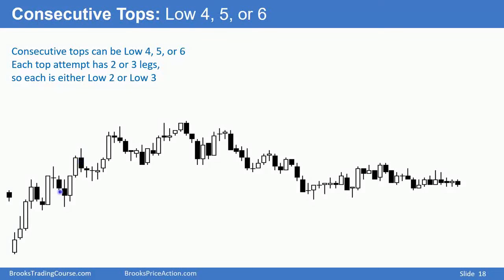So when the first attempt at a top is a wedge, you get a low 3. And here we got a low 2 after the low 3, so it's a low 5. It doesn't matter if you call it a low 5. It doesn't matter if you start the count over again and say it's a low 2 and what will probably transition into a trading range.